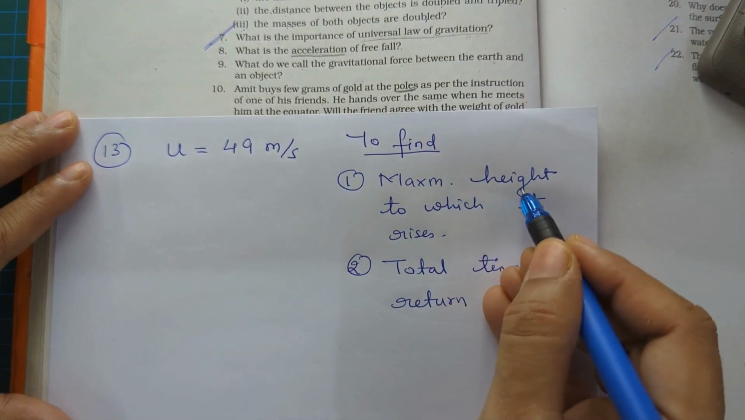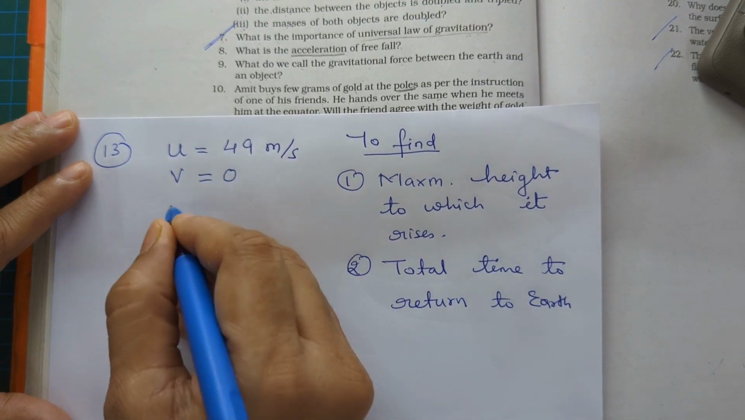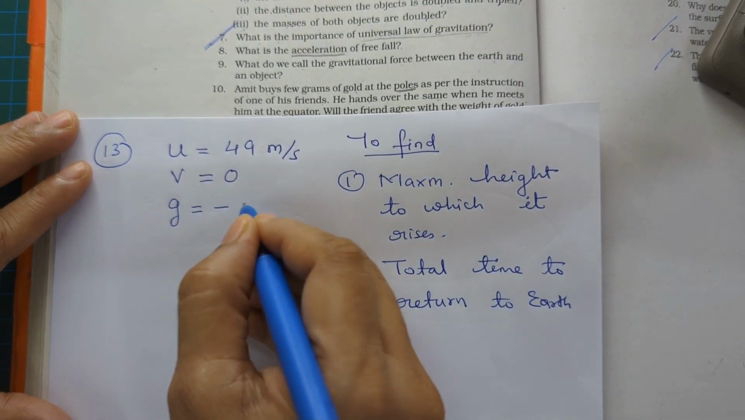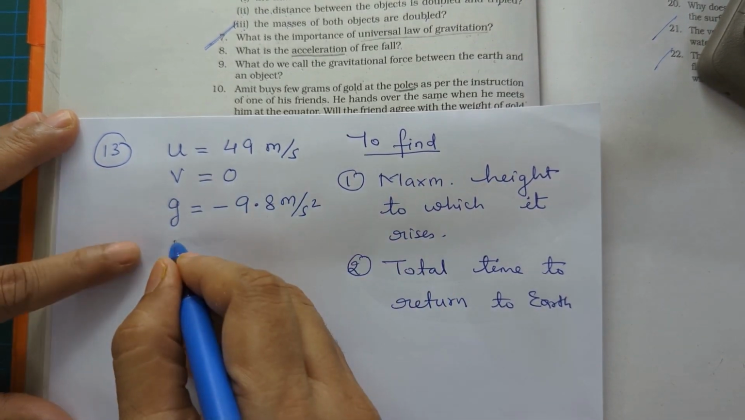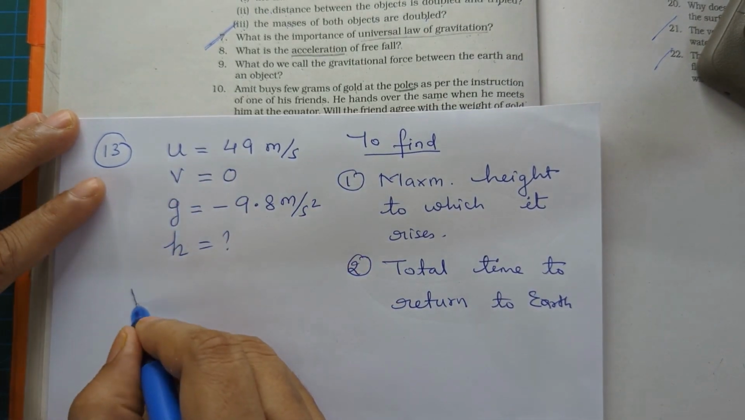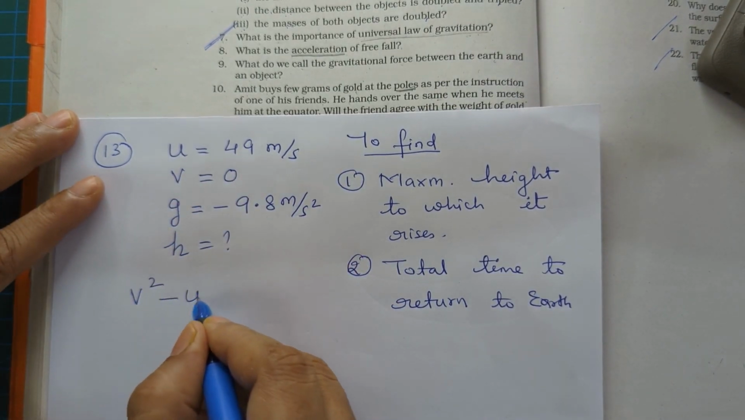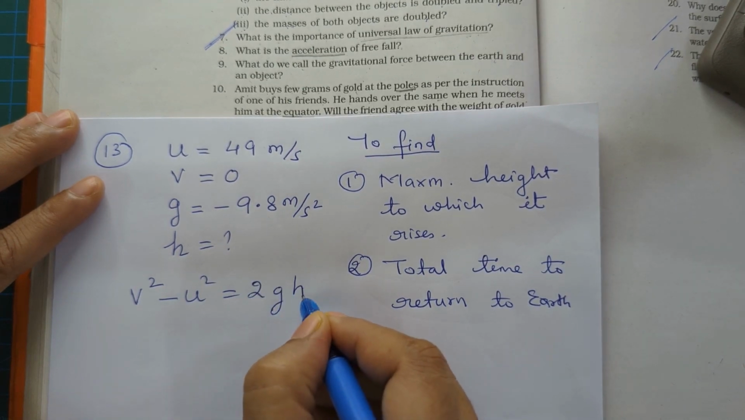We have to find the maximum height to which it rises. At maximum height, its final velocity turns 0. The object is decelerating, so it is negative 9.8 meter per second square. We have to find the maximum height it attains. So these all go in the third equation of motion, v square minus u square is 2as, but here we'll write 2gh.